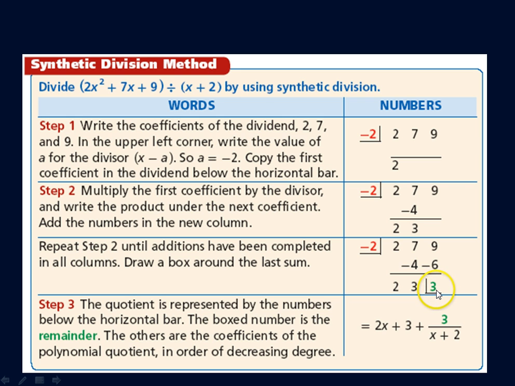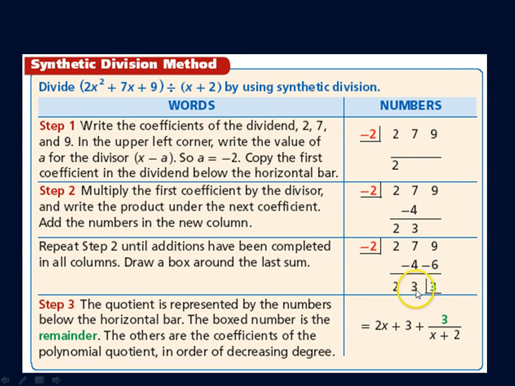Alright, now notice there's no more terms. And this last number down on the bottom has got a little box around it. That's because it is our remainder. Just like in our long division, you put the remainder over the divisor.